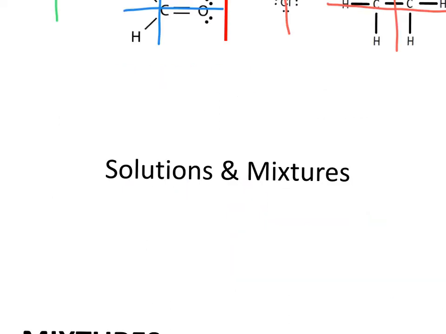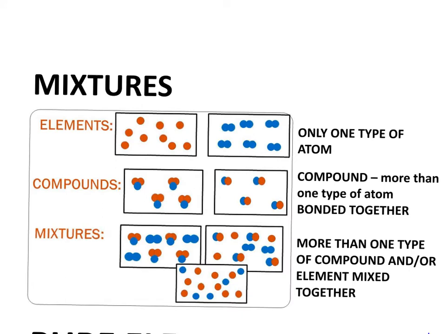The next topic we're going to talk about is solutions and mixtures. As you recall, there are 3 types of mixtures we deal with. We deal with our pure elements, where I only have one type of atom. We have our pure compounds, where I have only one type of compound in the mixture. And then I have my mixtures, where it's more than one type of compound or element mixed together.